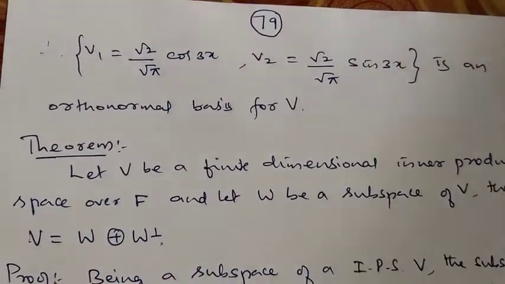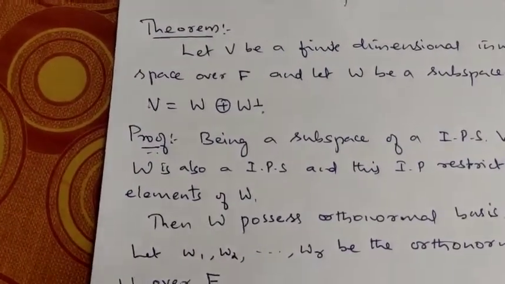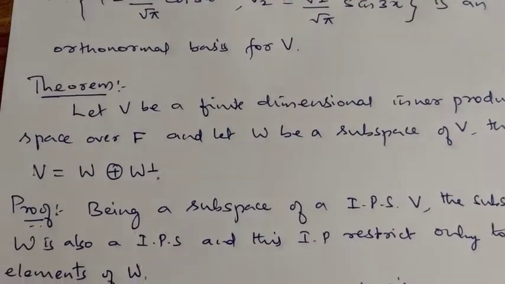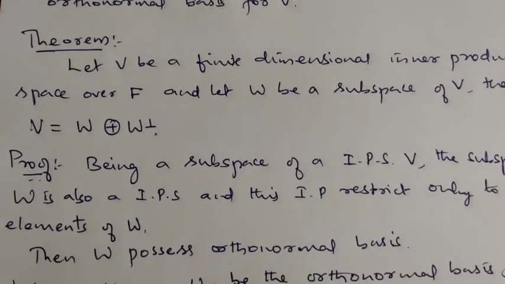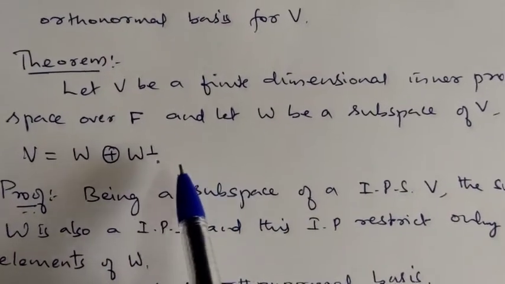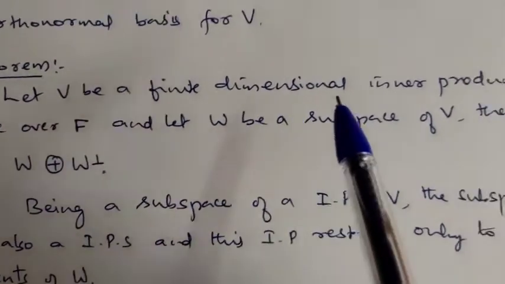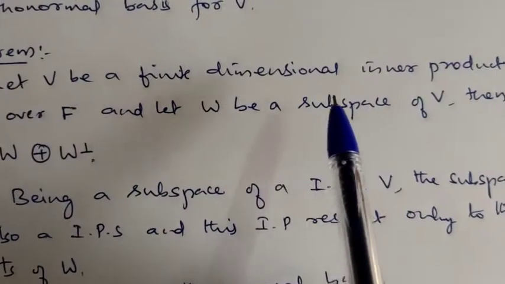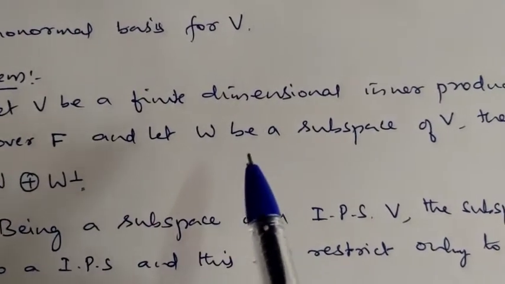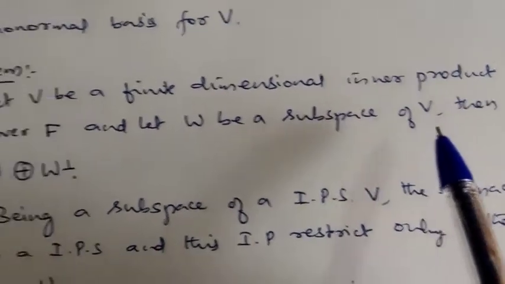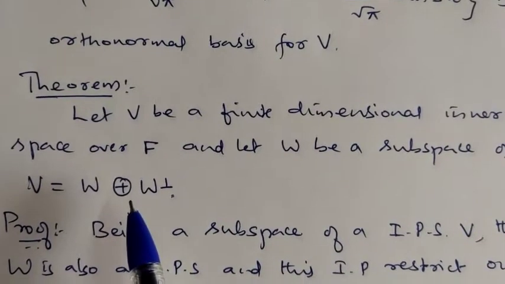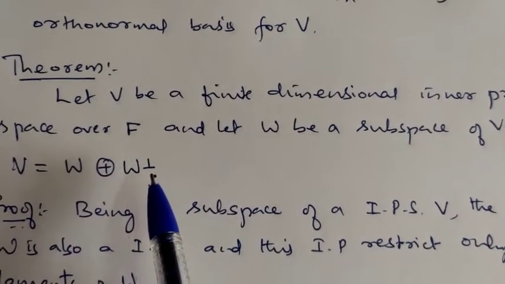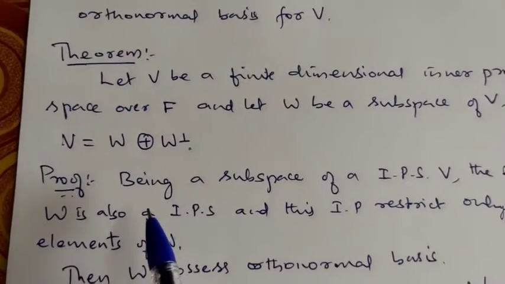Now this is the second example of constructing an orthonormal basis. Let us consider the last result in this section. Suppose V is a finite dimensional inner product space over a field F, and let W be a subspace of V. Then we can show that V is the direct sum of W plus W perp, the orthogonal complement of W. Now let's prove this.